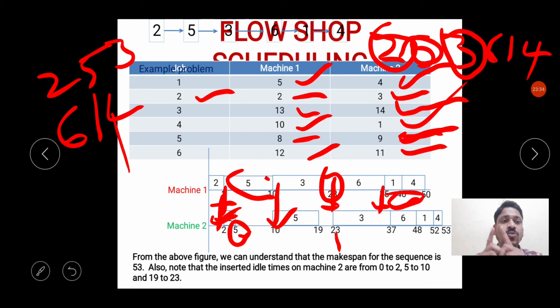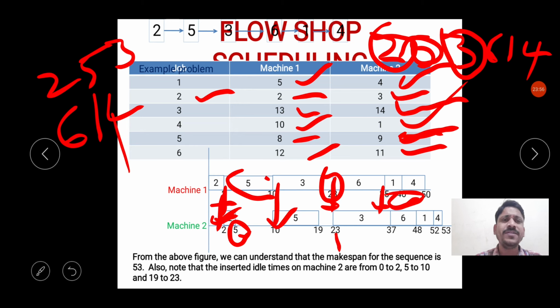So from 0 to 2 is the idle time for machine 2. And again from 5 to 10 there is no job processing on machine 2, right? Because after completing job 2 at 5 hours, job 5 started at 10 hours. So from 5 to 10 machine 2 is idle. There is no work for machine 2.